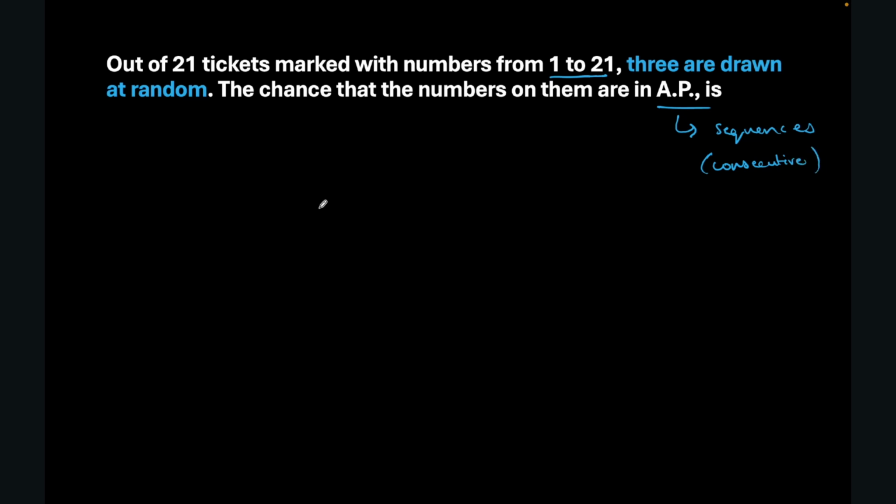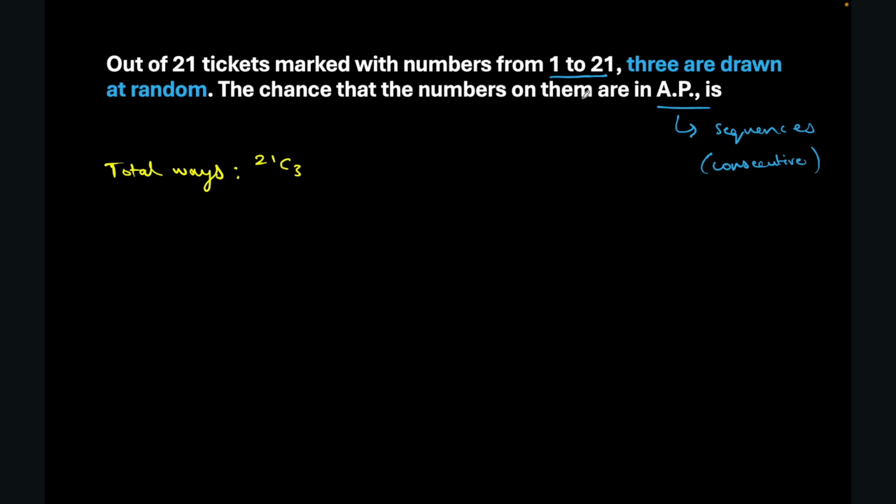Okay, let's start with the easiest part. What are the total ways of selecting 3 numbers from between 1 and 21? It's 21C3. That's as simple as that. Let's stop right there. So that's guaranteed a few marks for us, right? If we just write this, we're going to be getting some marks from the IB examiner. Okay, now let's look at the next part.